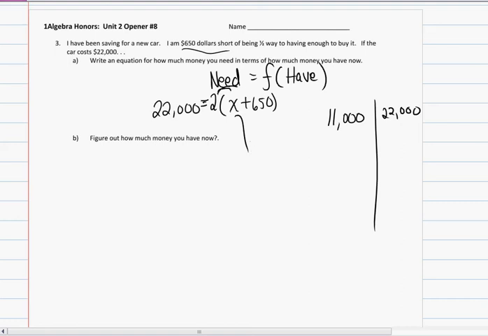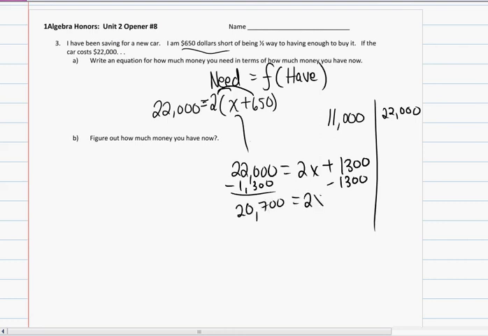I could distribute the 2, so I get 22,000 is equal to 2x plus 1,300. So I subtract 1,300 from both sides, and if I do it from one side, of course I have to do it from the other. So this gives me 20,700 equals 2x. So if I divide everything by 2, I have 10,350.